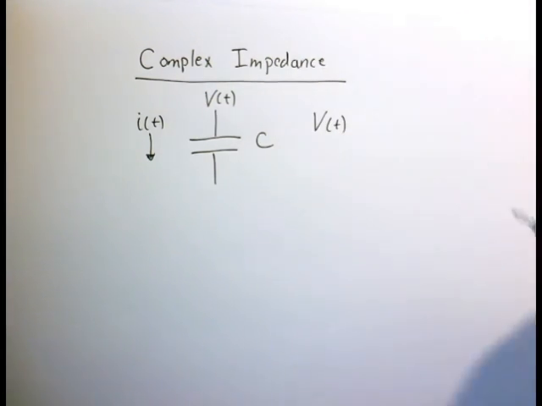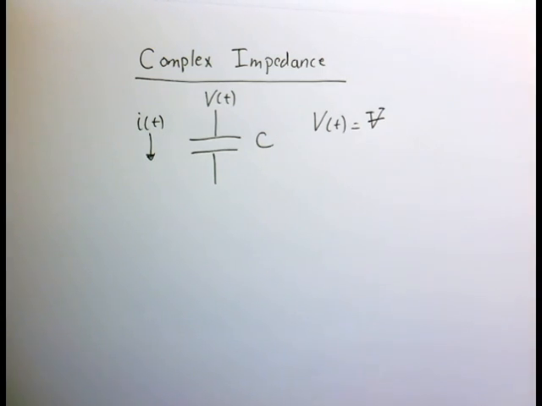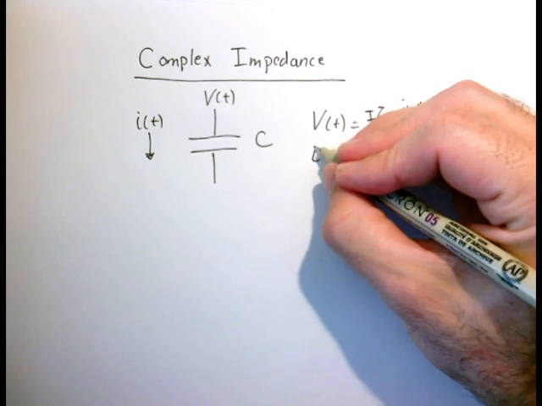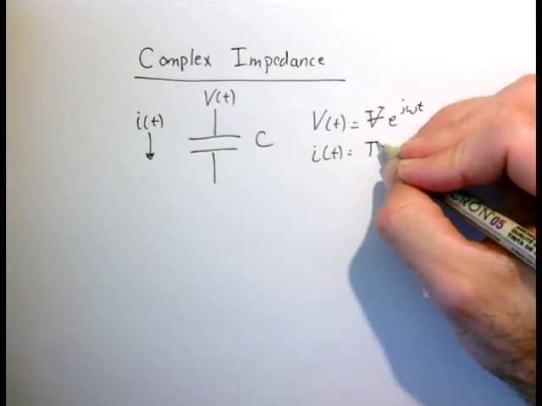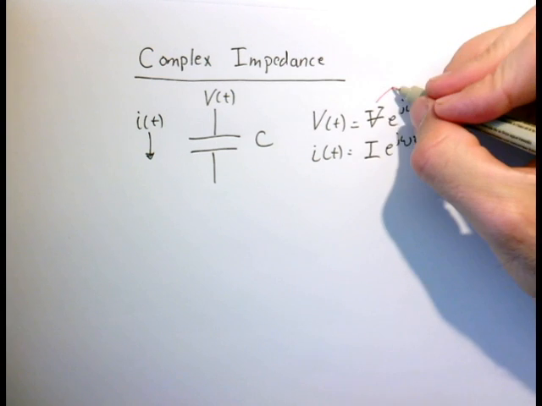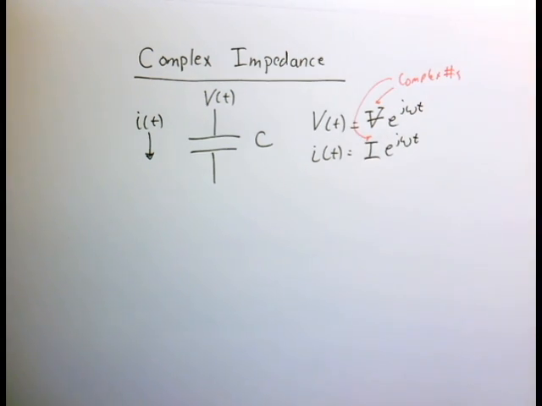So rather than using sines and cosines, I'm going to represent my voltage as some complex number V times e to the j omega t, and my current, likewise, I'm going to represent as some complex amplitude I times e to the j omega t. So again, this and this are both complex numbers.